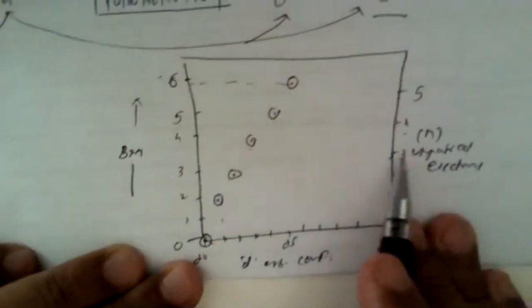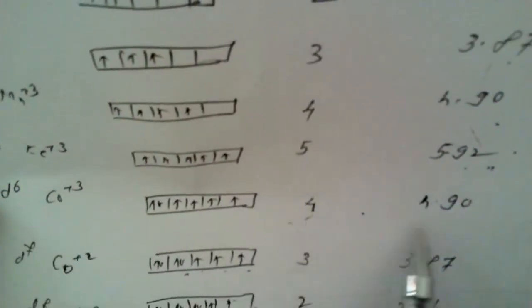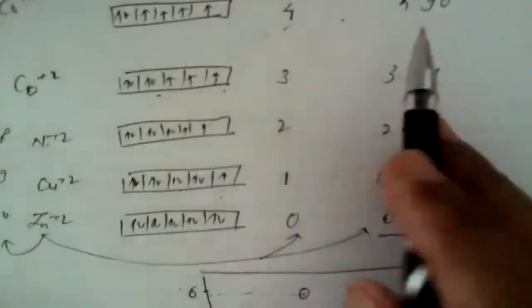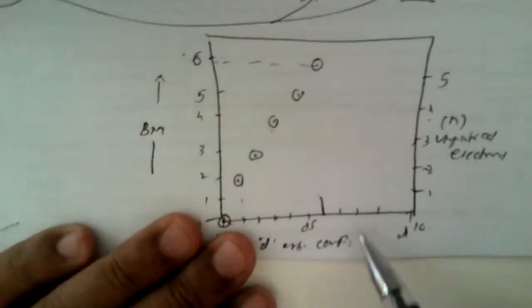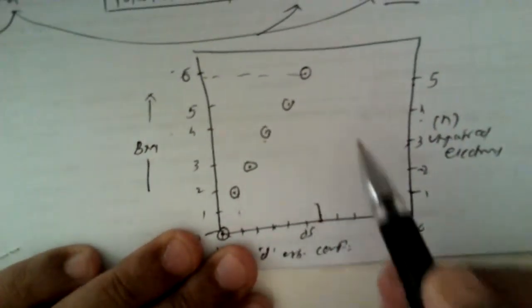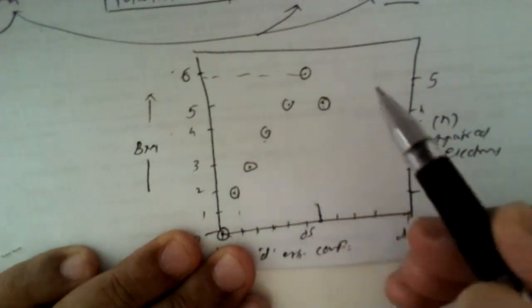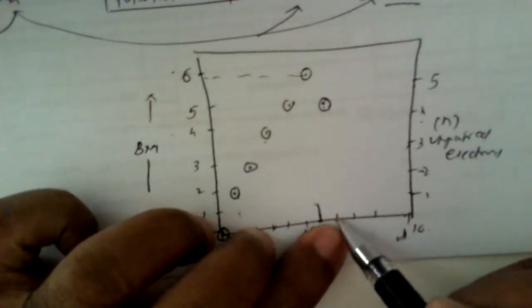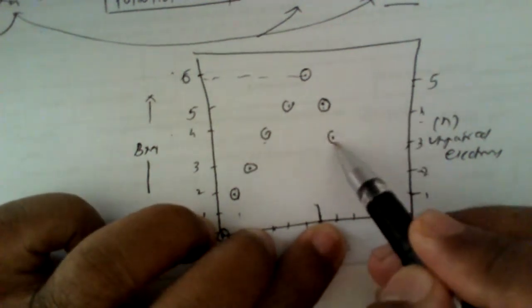Now, consider the d6 case. Four unpaired electrons are there, and the magnetic moment is 4.90. Then the d7 case has 3 unpaired electrons, with a magnetic moment of 3.87.